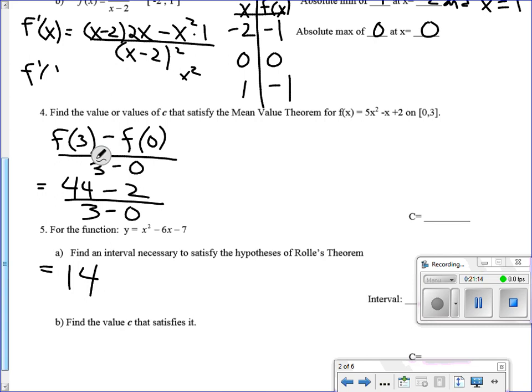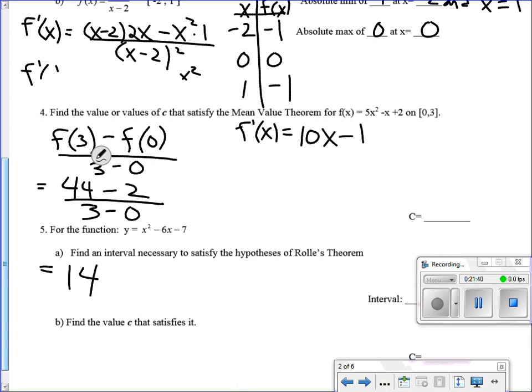So the mean value theorem guarantees, as long as your function is continuous over the closed interval and differentiable on the open interval, there will be a value of x, which we call c, where the derivative equals the slope of the secant. So next we're going to find the derivative, and then we'll set them equal. So the derivative is equal to 10x minus 1.